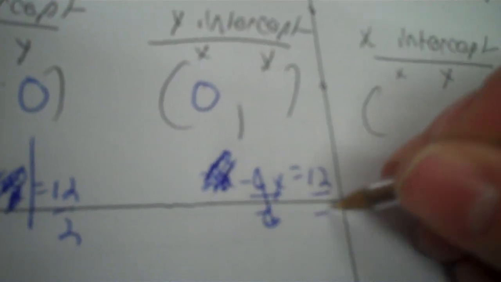Y-intercept, now you substitute 0 in for the x, okay? 2 times 0 is 0. Then you divide each side by -6, and y equals -2. There's not more than one x-intercept because x is to the first power. There's not more than one y-intercept because y is to the first power, so it's all set up.